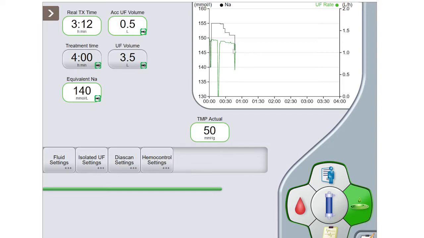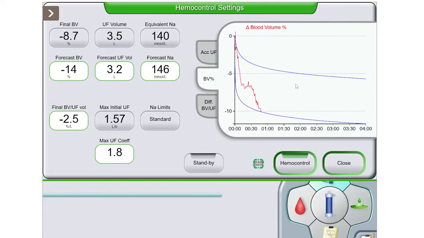So we've had a drop in blood volume, so HemoControl has provided the patient with a break, which again has led to a lower accumulated UF volume. We're trying to get 3.5, but so far we're only getting 3.2. So that's why it's given us kind of a warning here.